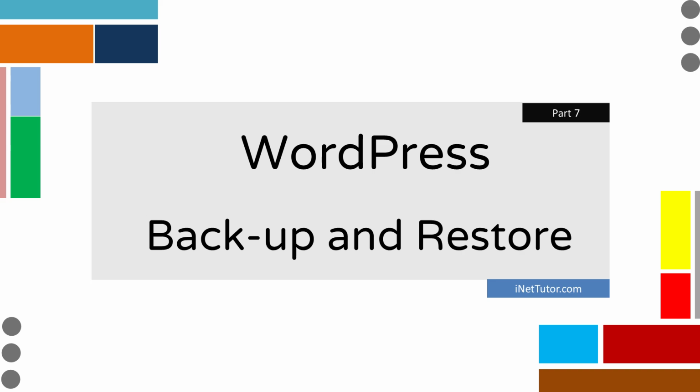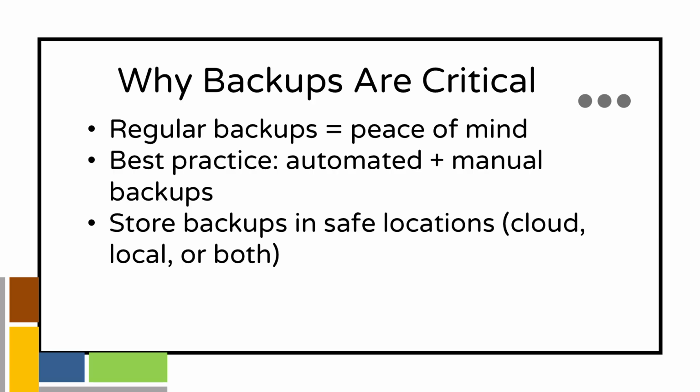Today's topic is one that many beginners overlook, but it's absolutely essential: how to back up and restore your WordPress website. Whether it's a hacker, a bad update, or accidental deletion, this step can save your site and your sanity. Your WordPress site can go down unexpectedly for a number of reasons, and if you don't have a backup, you could lose everything. With just a few clicks, you can schedule automatic backups, store them safely, and restore your site in case something goes wrong.